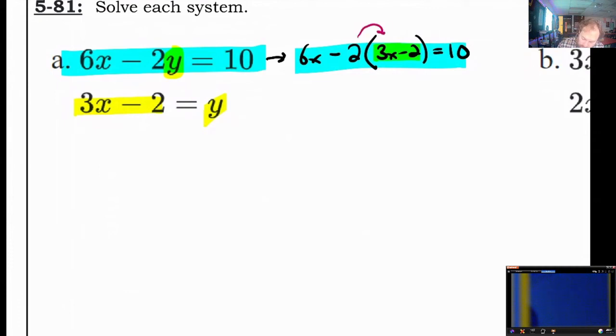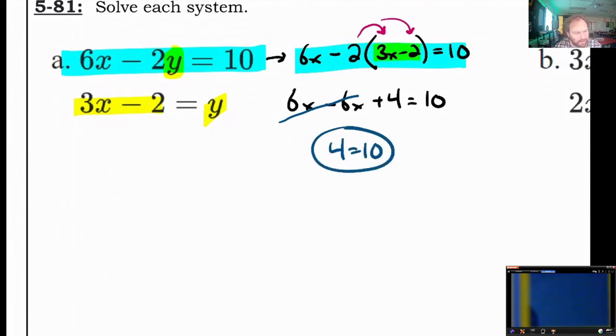From here, we got a lot of mechanics to handle, and we got negative numbers involved, so let's go slow. Let's take our time. 6x minus 6x plus 4 equals 10. Look at that. Look what's going to happen here. The 6x's cancel out, and we get 4 equals 10. And that is the answer. Well, the answer here is no solution.